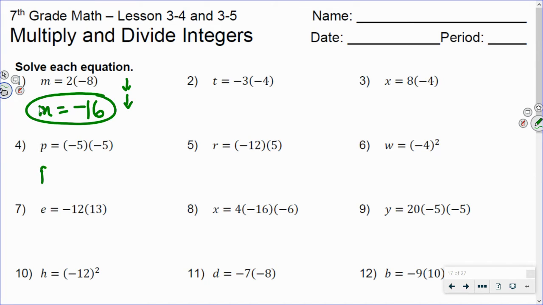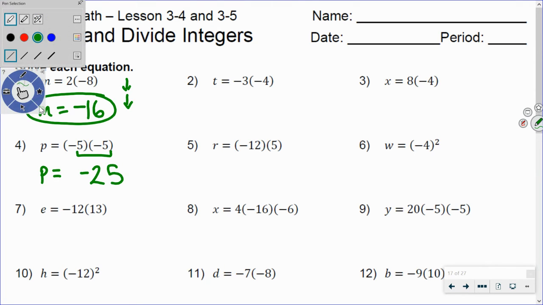Meanwhile, for number 4, you might be tempted to say 5 negative 5s is negative 25, but wait a second, that doesn't ask us for 5 sets, that asks us then to take the opposite of all those negatives for a final answer of positive 25.